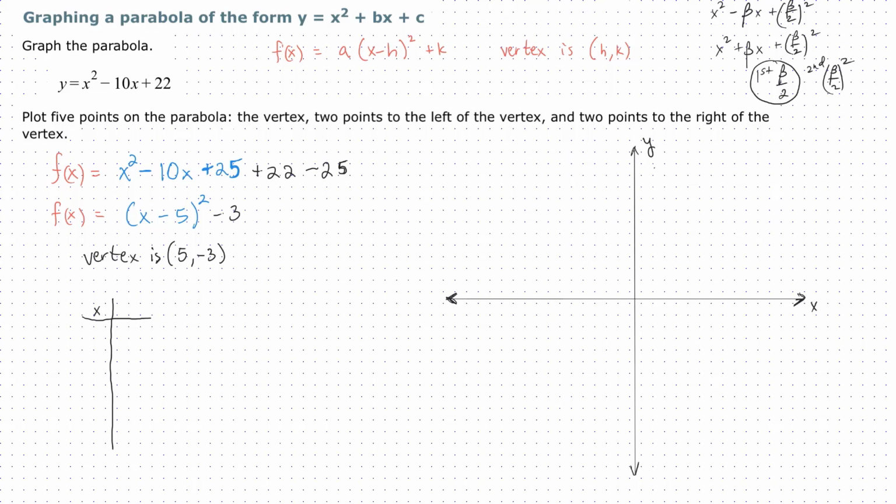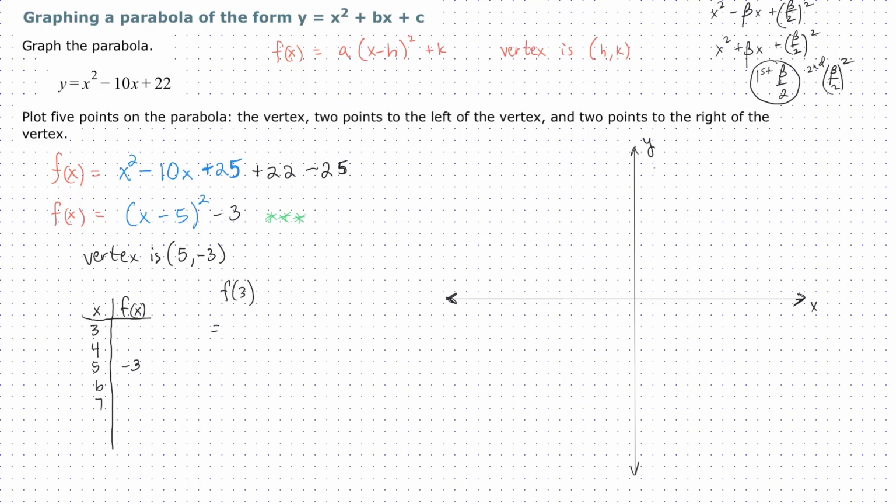Let's say x here and f of x here. Let's try 3, 4, right? Then 5, we already know the output for 5. The output for 5 is negative 3. And then why don't we try 6 and 7? And then, of course, all you're doing here is evaluating. You could go back to this function here and evaluate f of 3. I'll do one of these so that you get the hang of it.